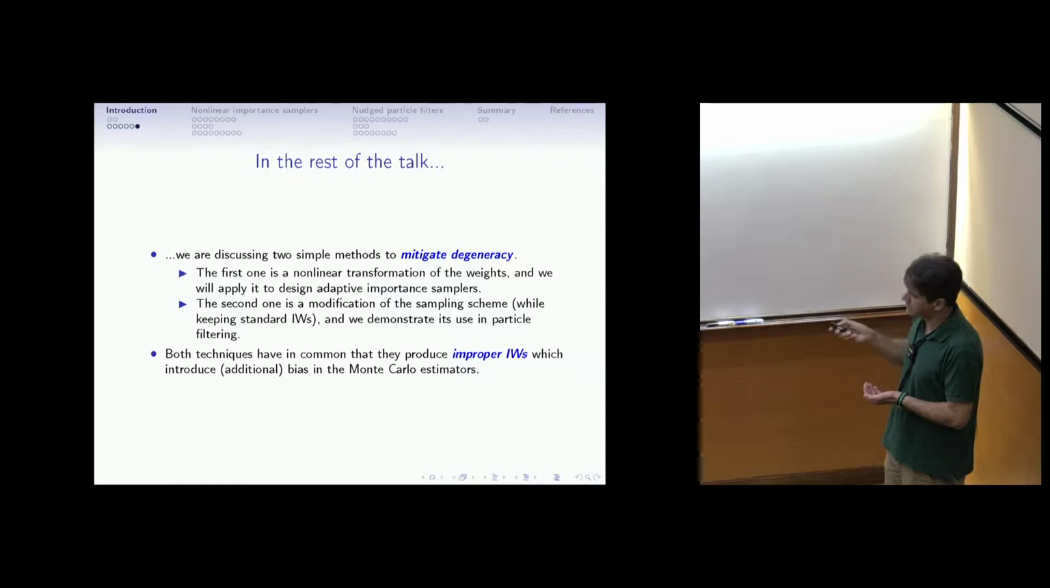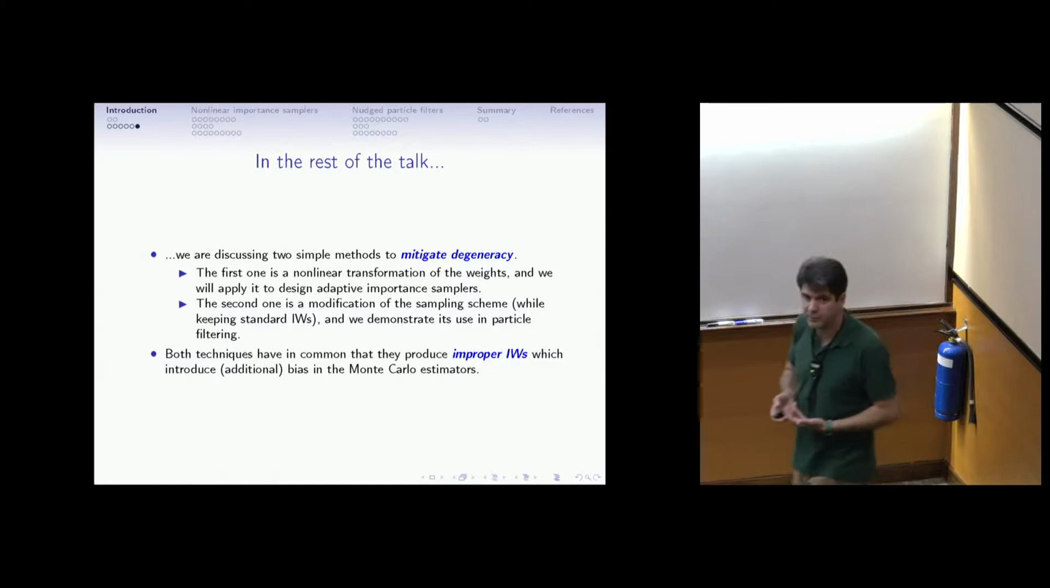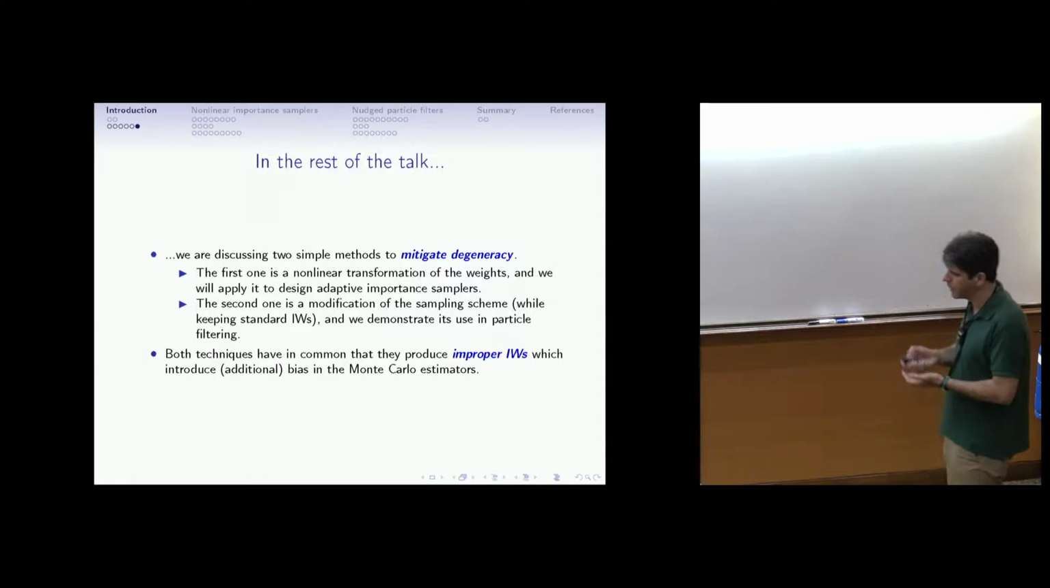As I said, the two methods have in common that they are implemented very easily. You take your favorite algorithm, and you basically need to add one or two additional steps, so hardly any additional cost. And the other common feature is that we are going to get improper weights, or in other words, we are going to introduce additional bias in our approximations, and we have to somehow take that into account.